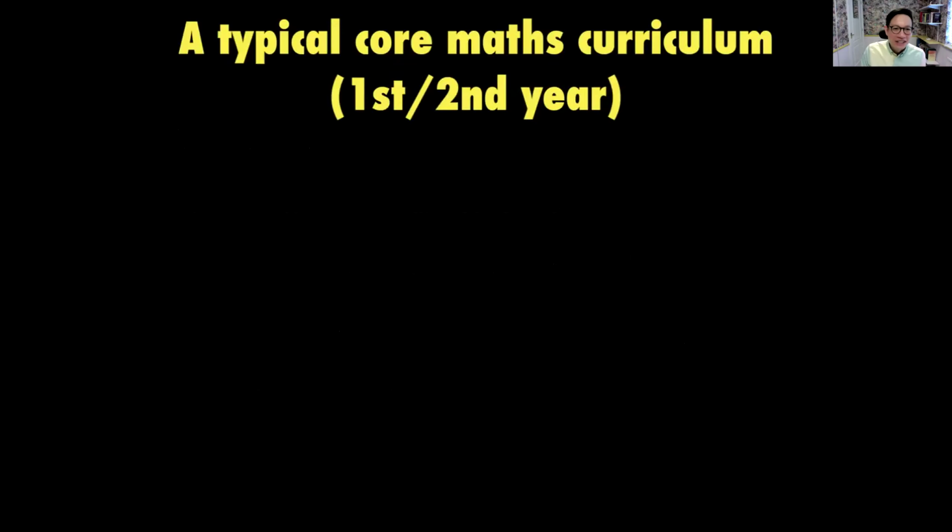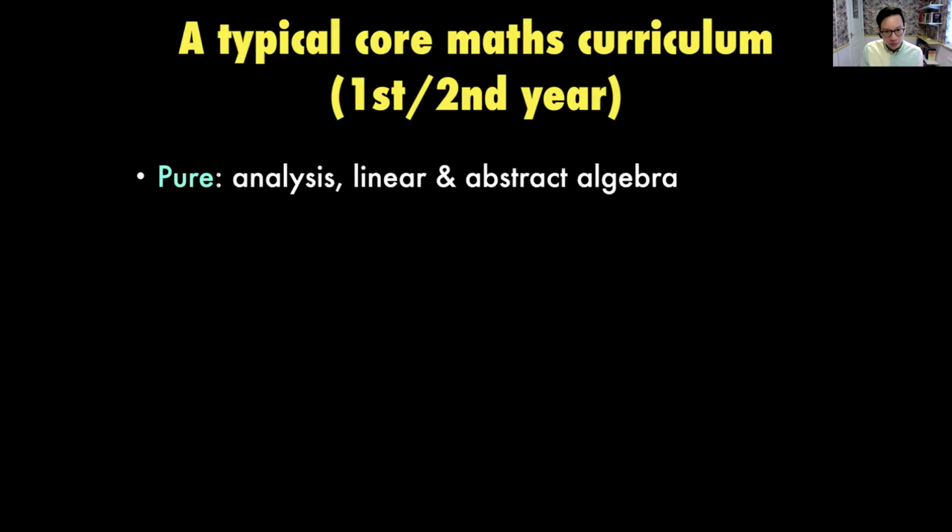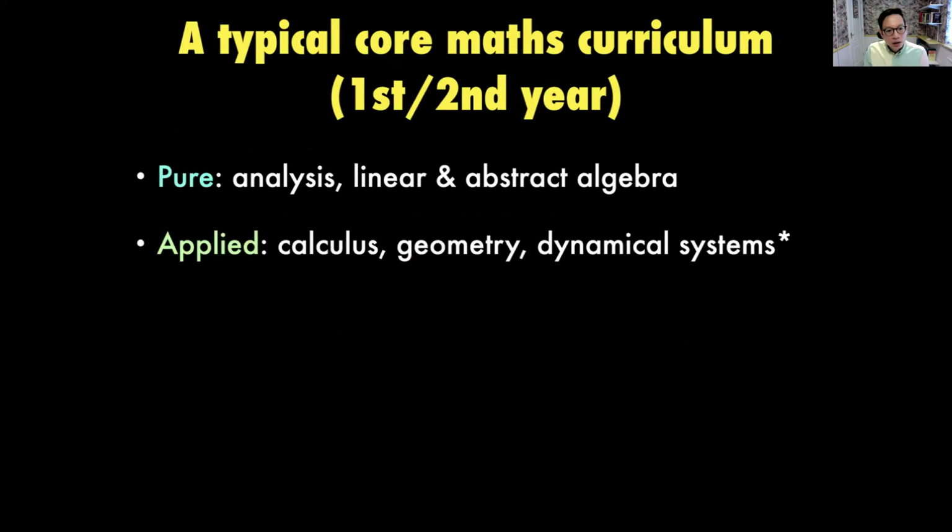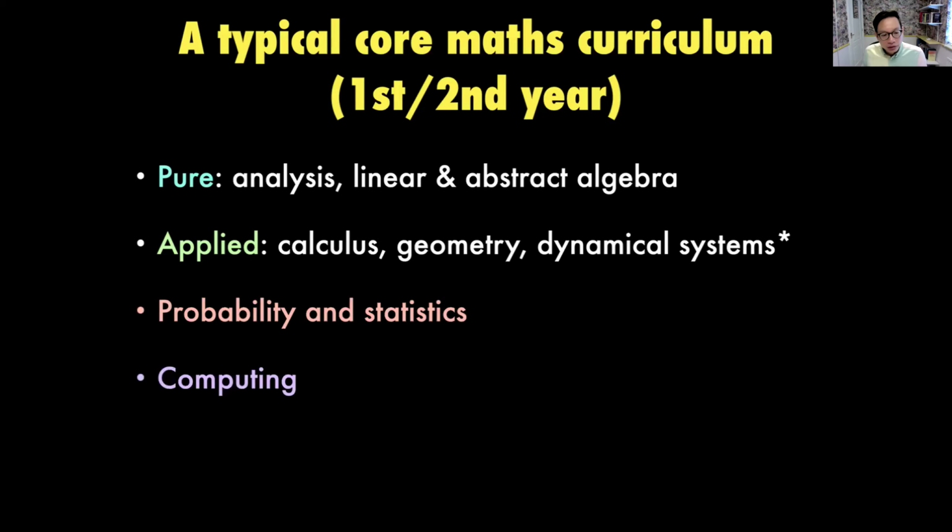Okay, so here's what I mean by core maths curriculum, and I'll be focusing on the first and second year materials. We've got the usual pure stuff, real and complex analysis, maybe linear and abstract algebra, calculus, maybe a bit of differential geometry, differential equations, dynamical systems, probability and statistics, of course, and probably at your university, you have a module on coding, be it Python or maybe MATLAB or whatever language you've chosen. And that's usually a standalone module.